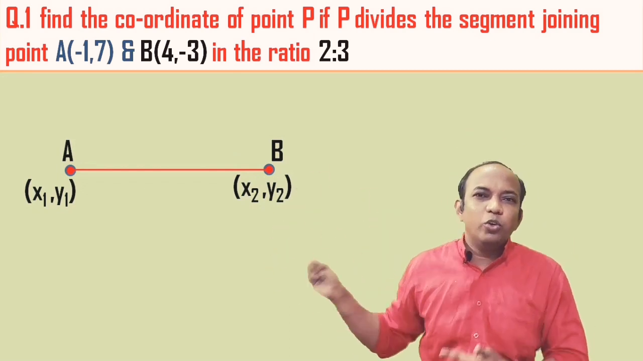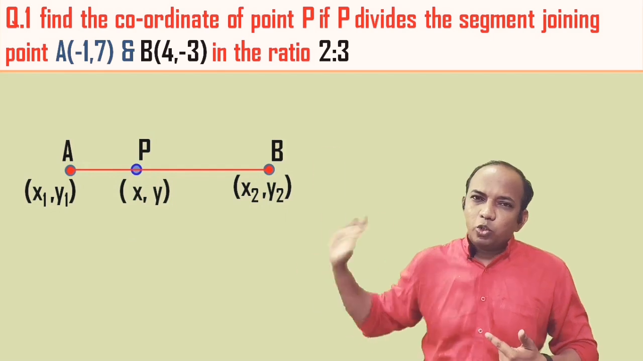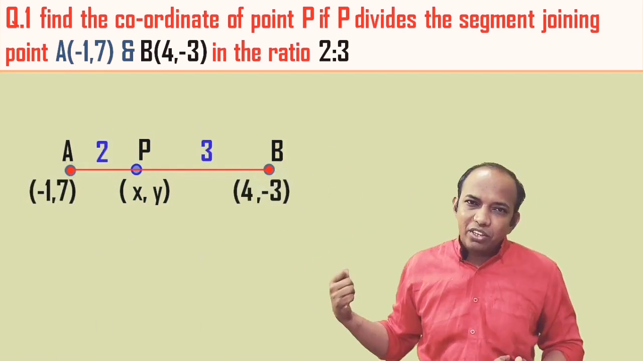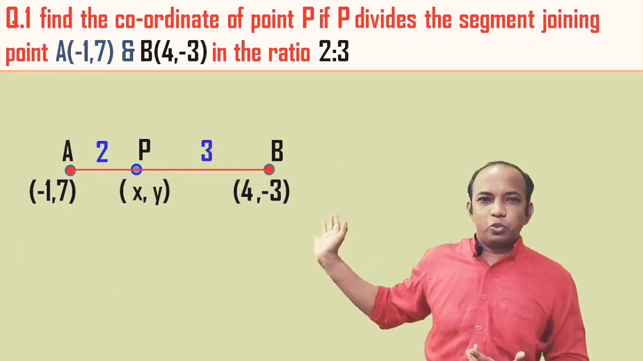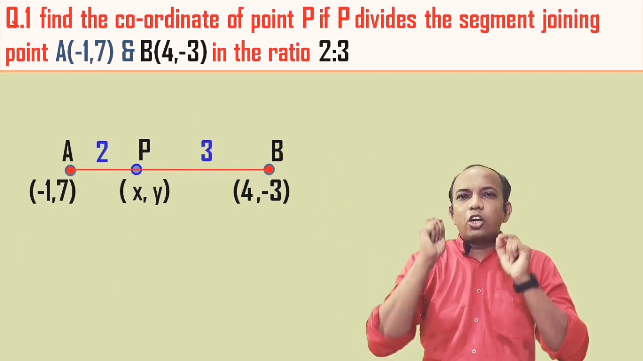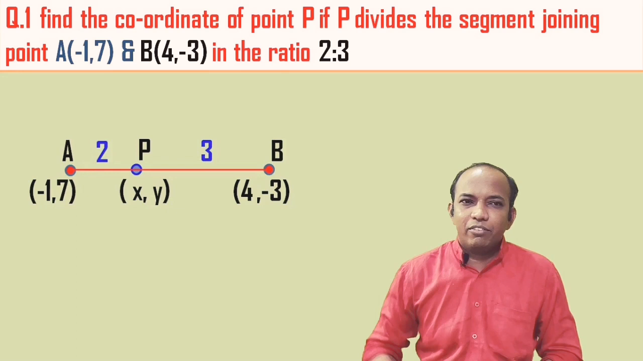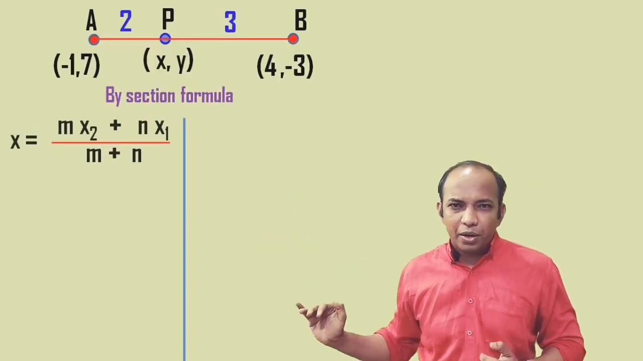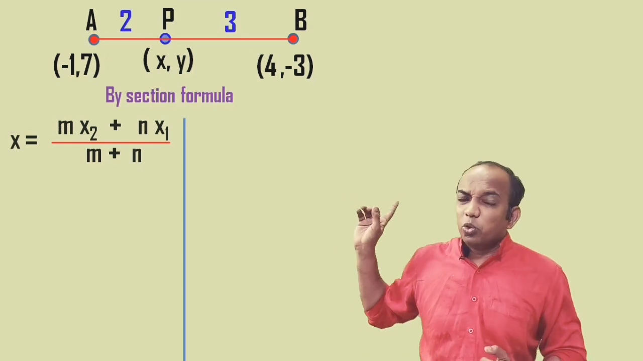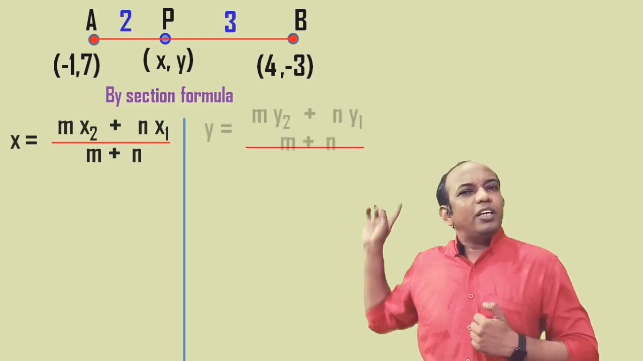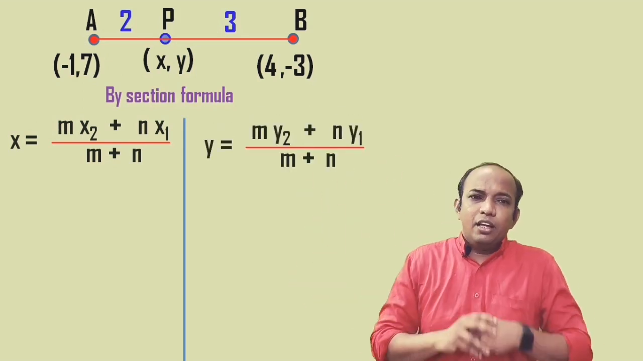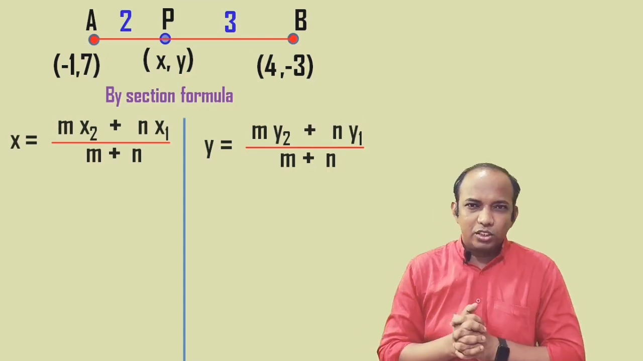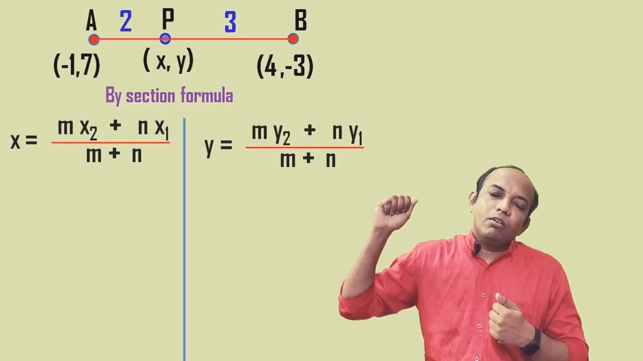Now as per the values given in the question, we have A equal to (-1, 7), B is (4, -3), and for the ratio we have 2:3, the way you are looking on the screen. According to the section formula, what do we have? x equals mx2 plus nx1 the whole upon m plus n, and the same goes for y: my2 plus ny1 the whole upon m plus n. Now we will try to substitute the values given in the question in the formula.